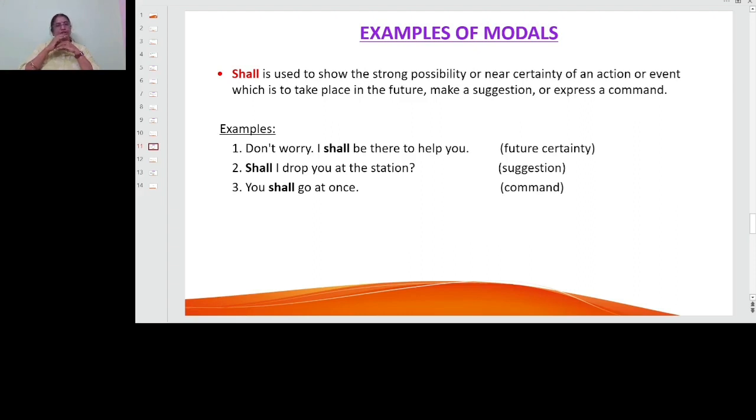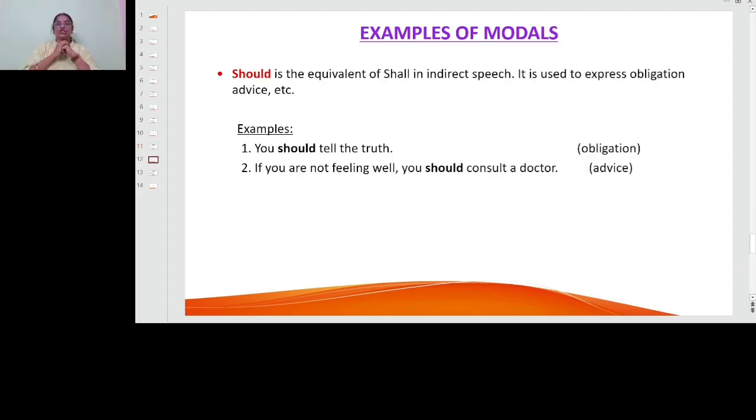Now examples. Don't worry. I shall be there to help you. Future certainty. Shall I drop you at the station? You're suggesting. If you want, I can drop you. I'm free only. So shall I? Can I, also you can use. Can I means permission. Shall I means suggestion. You shall go at once. It's very important. So you shall go there at once. It is a command.